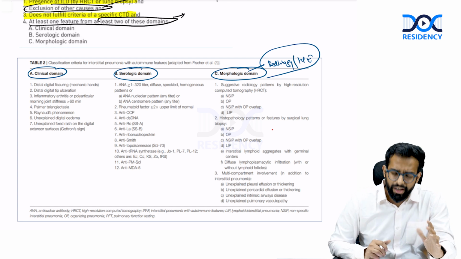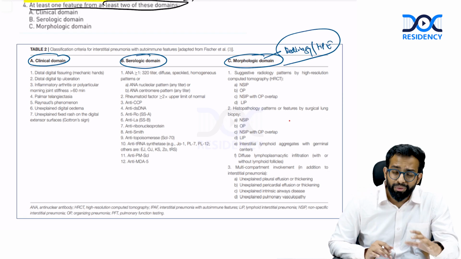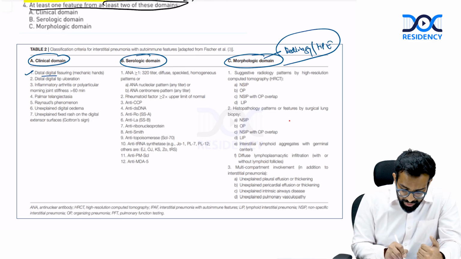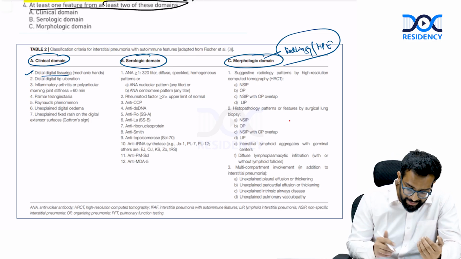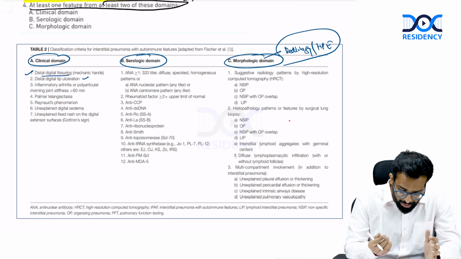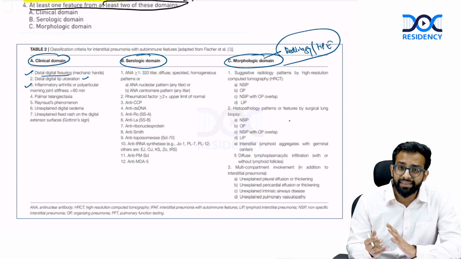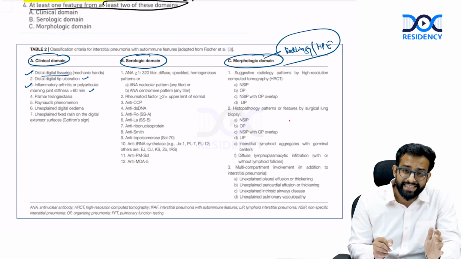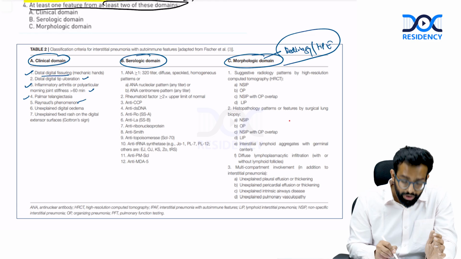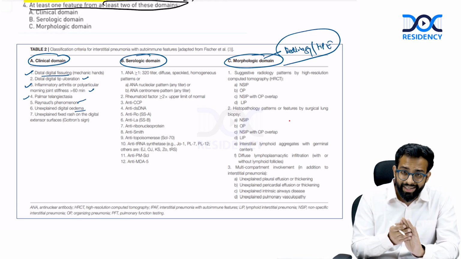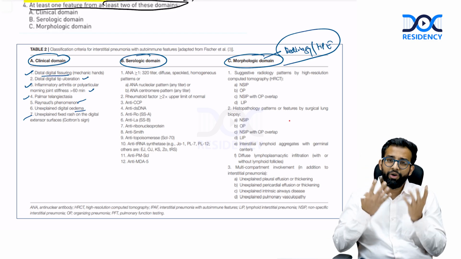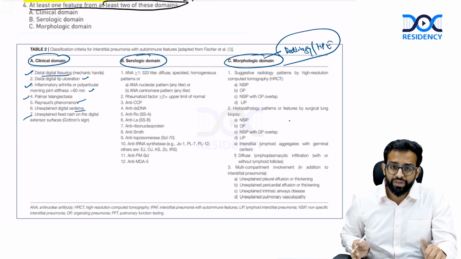So coming first to the clinical domain, the symptoms that are included under the clinical domain include presence of digital fissuring, that is mechanic's hands, digital tip ulceration that happens because of Raynaud's phenomenon and vasculitis, inflammatory arthritis with early morning stiffness of more than 60 minutes, presence of palmar telangiectasias, Raynaud's phenomenon, digital edema, and rashes on the extensor surface, which are also known as Gottron papules. So these are the features in the clinical domain.